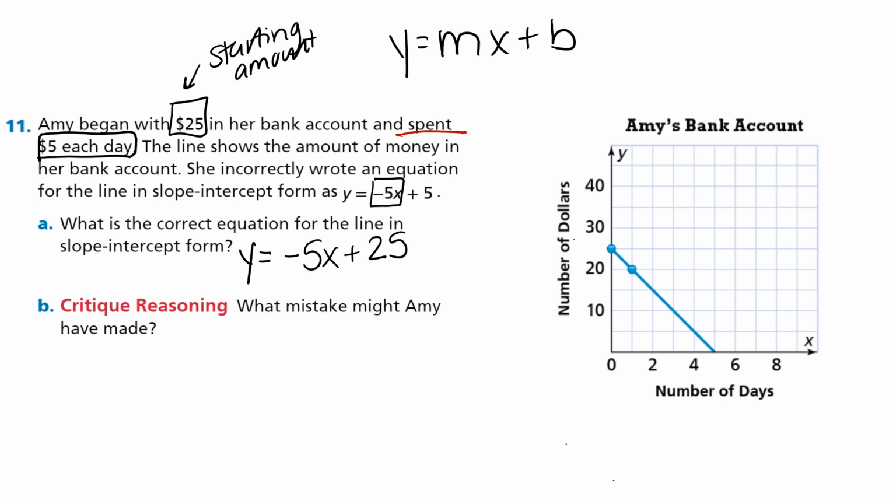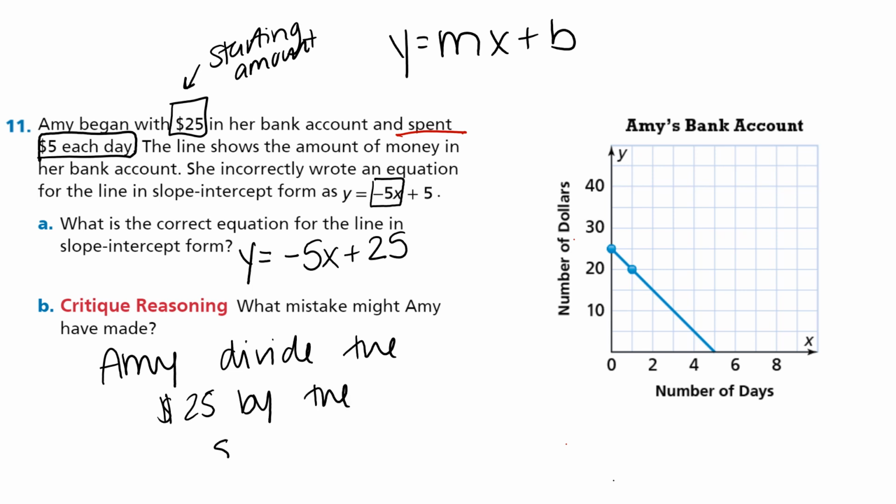For part B, what mistake might Amy have made? Amy divided the $25 by the $5 each day. But the initial value, or the y-intercept, is the starting amount, and she started with $25. So that's where she made her mistake.